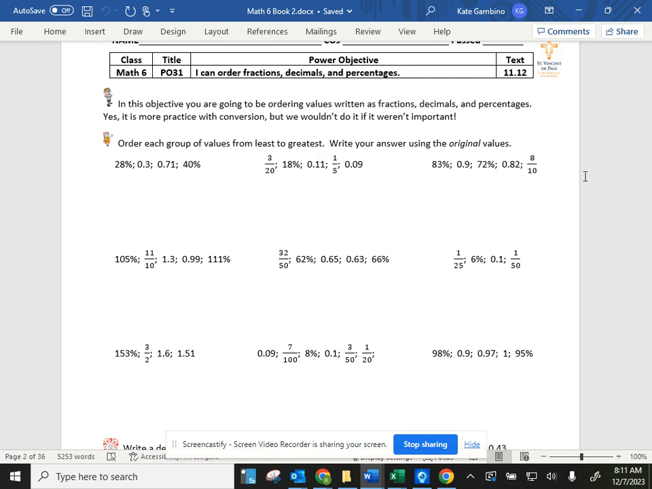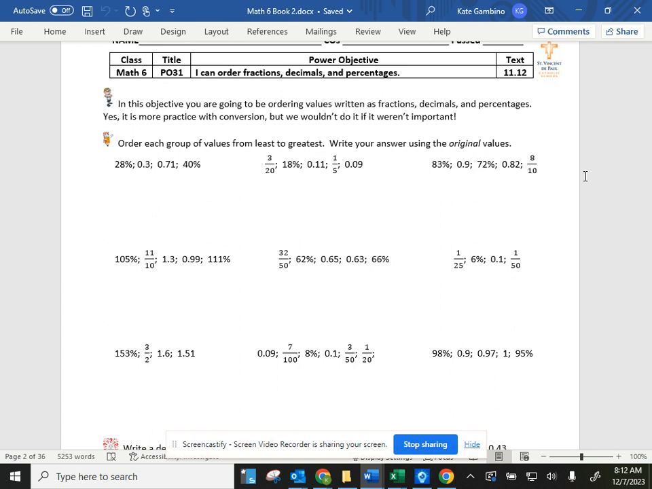Madison. Oh, I was just gonna give the answer. Okay, we're not giving answers right now. Not quite yet. In this objective, you are going to be ordering the values written as fractions, decimals, and percentages. Yes, it is more practice with that converting. Just what we've been doing in the last two objectives. So we're not learning something new. We're just practicing working with what we've already learned.